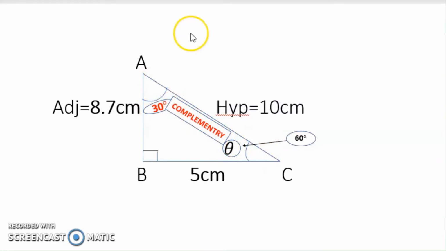If angle A is increasing, definitely angle C will decrease. If angle C is increasing, that means angle A will decrease. So these two angles are said to be complementing each other.